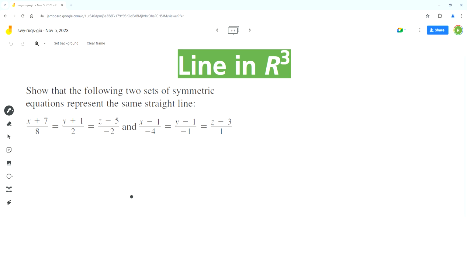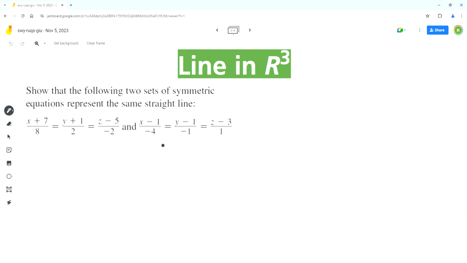So in this video, we'll solve this problem using the concepts of line in R3. As per the problem, show that the following two sets of symmetric equations represent the same straight line. Two equations represent the same line if they are parallel to each other and a point that lies on one of the lines also lies on the other line.